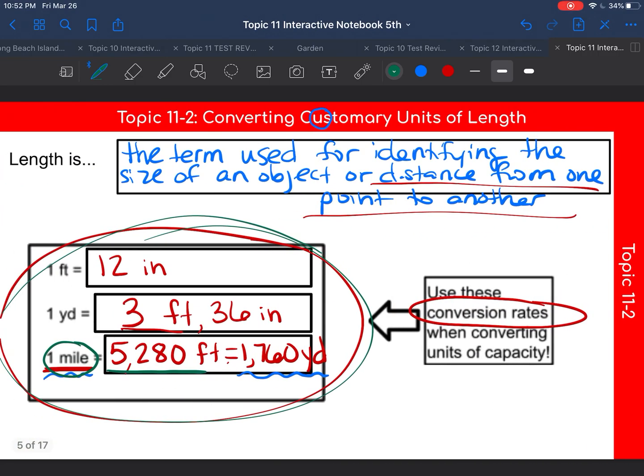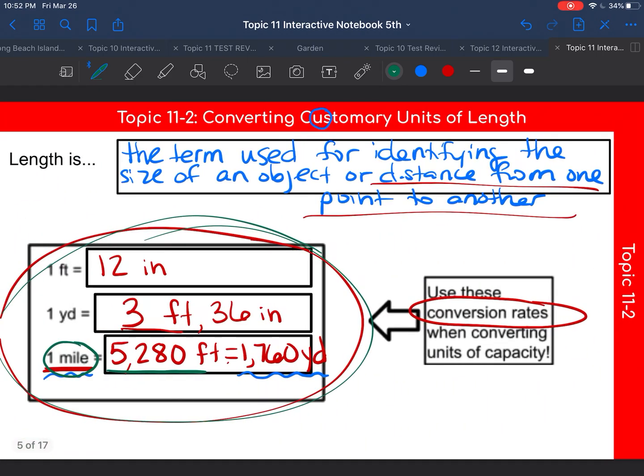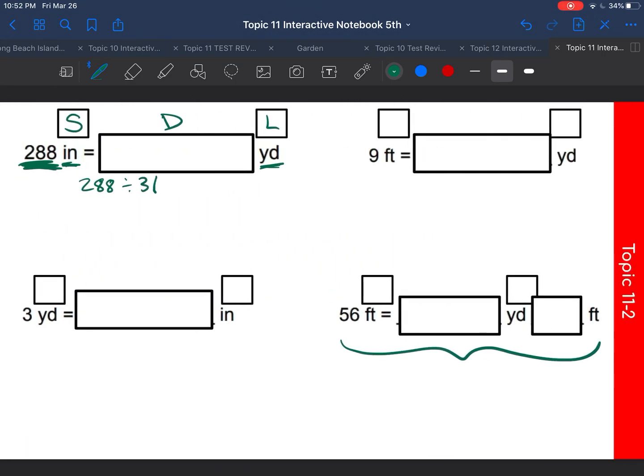All right, we need to look at what relates inches and yards. We see that 1 yard is 36 inches. So we're dividing by 36. We're not going to divide by 1 because that would just give us the same number. So 288 divided by 36, we get 8 yards. So 288 inches is 8 yards.